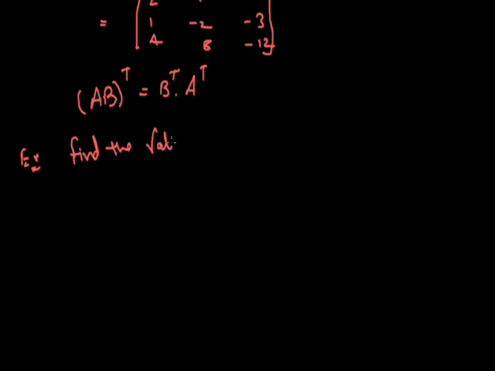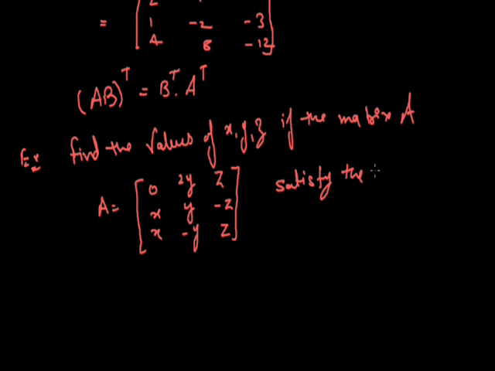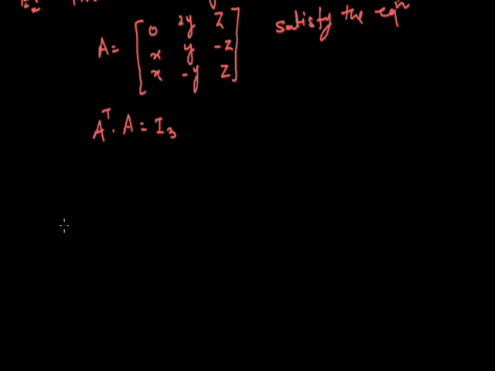Find the values of x, y, z if the matrix A is given as [0, x, x; 2y, y, -y; z, -z, z]. It satisfies the equation A transpose into A equal to the identity matrix of 3 by 3. Now let's see the solution.